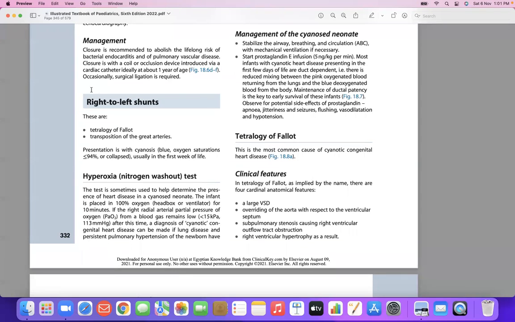Next, we come to right to left shunts. Most common is the tetralogy of Fallot, which can come in the exam, and transposition of great arteries.